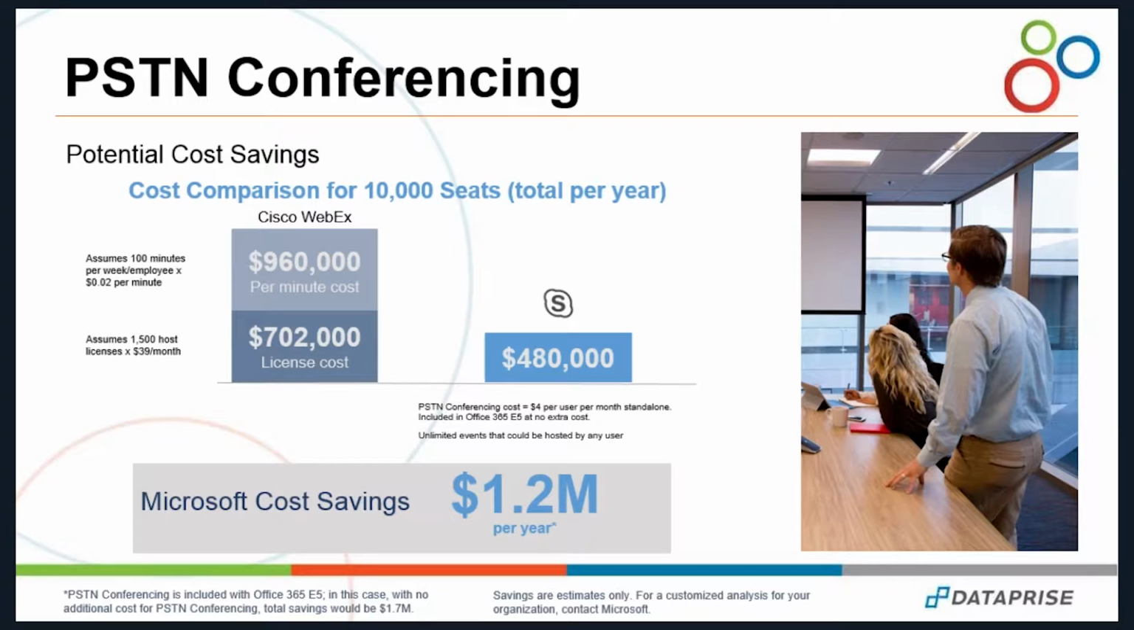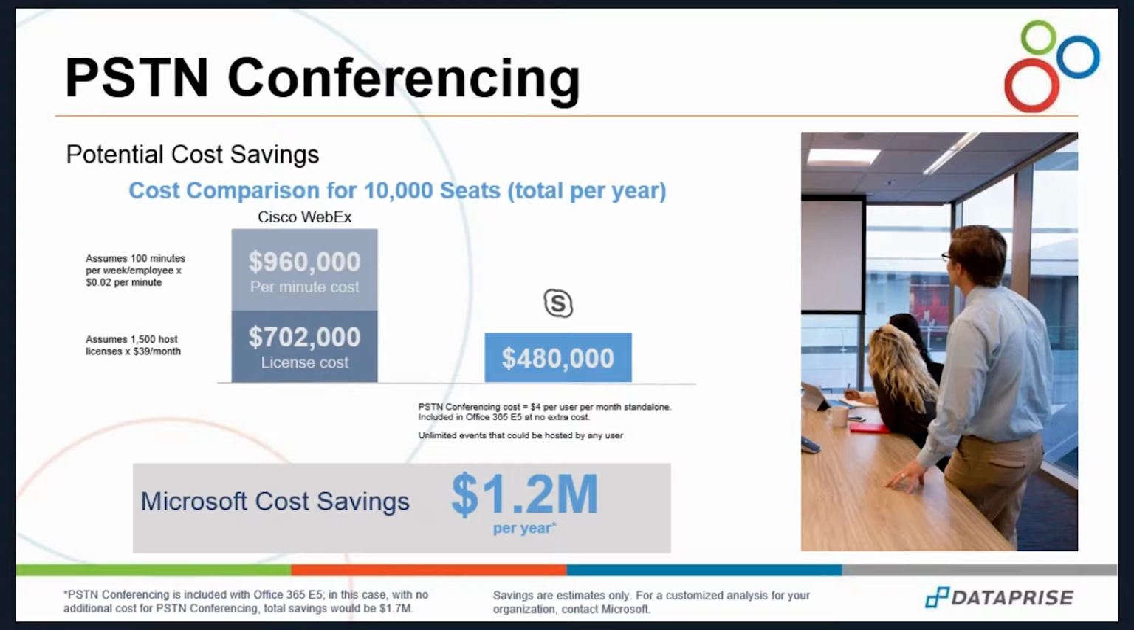In addition to licensing using Cisco WebEx, you also have to pay for audio minutes. Assuming 10,000 employees that each spend an average of 100 minutes a week on audio conference calls at 2 cents a minute, and we're using some average market numbers here for this, audio costs run to about $80,000 a month, or $960,000 a year. So that total cost quickly becomes significant. If you look at instead customers using Office 365 E5, which includes the PSTN conferencing, that's a total savings of almost $1.7 million a year using this particular example.